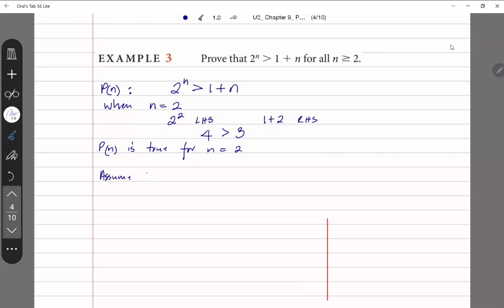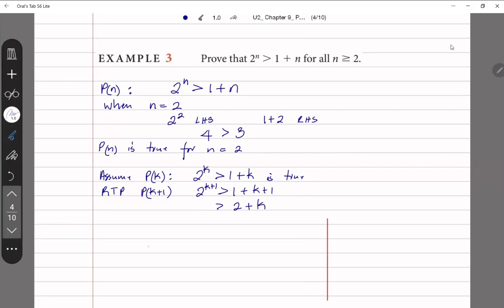Then I'm going to assume that Pk, which is the statement 2 to the k is greater than 1 plus k, is true. Then I'm going to be required to prove that Pk plus 1, which is the statement 2 to the k plus 1 is greater than 1 plus k plus 1, which is greater than 2 plus k. I'm required to prove that.